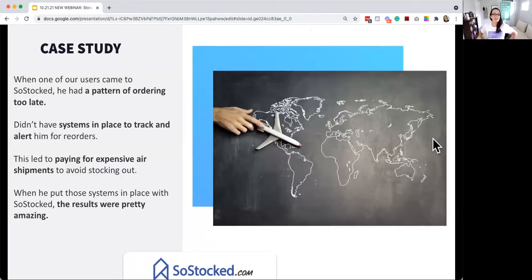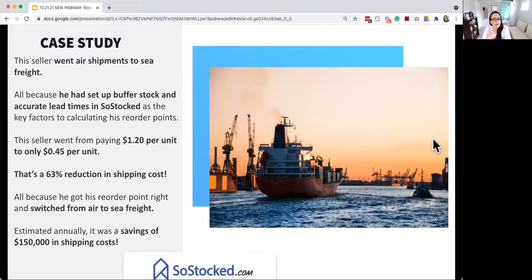All right, a little bit of a case study on the importance of tracking and what it means to your bottom line. We had someone with a pattern of ordering too late, and often placing orders via air shipment to avoid stocking out. It wasn't anything except that they just forgot, doing a million things. Because tracking and alerts went in, along with understanding when to order, buffer stocks, and accurate lead times, the seller went from paying $1.20 per unit in shipping to only 45 cents per unit. That's a 63% reduction in shipping cost, and over the entire catalog, it saved $150,000 in shipping costs.